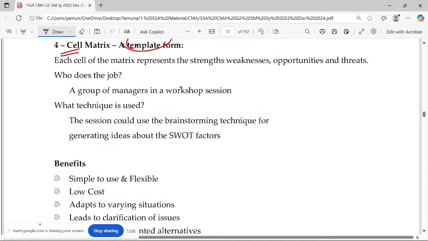So let me start from here. It's given in a template form. Each cell will represent the strengths, weaknesses, opportunities, and risks. A group of managers will be working together in a workshop session, planning for this, using brainstorming techniques to decide what can be done and what cannot.